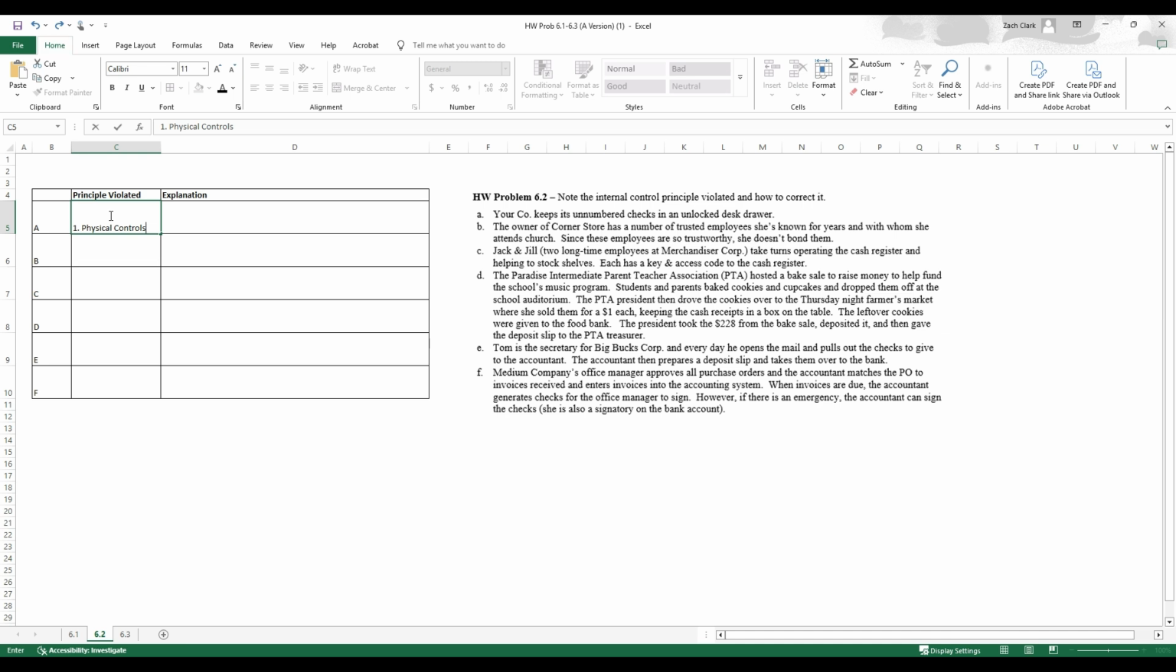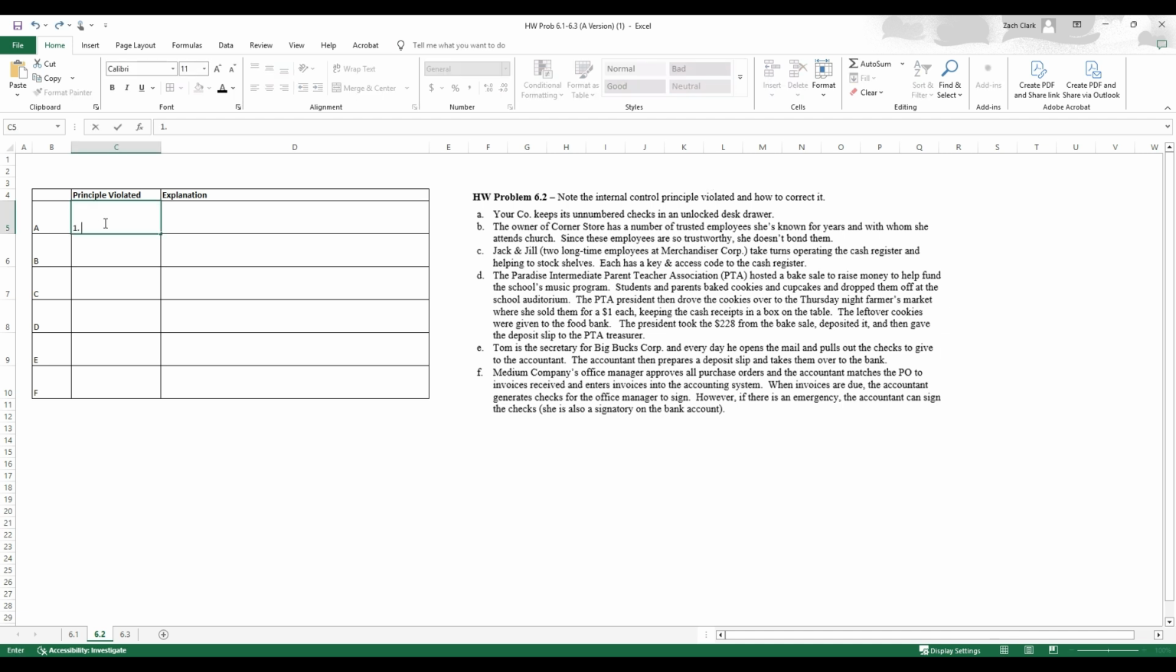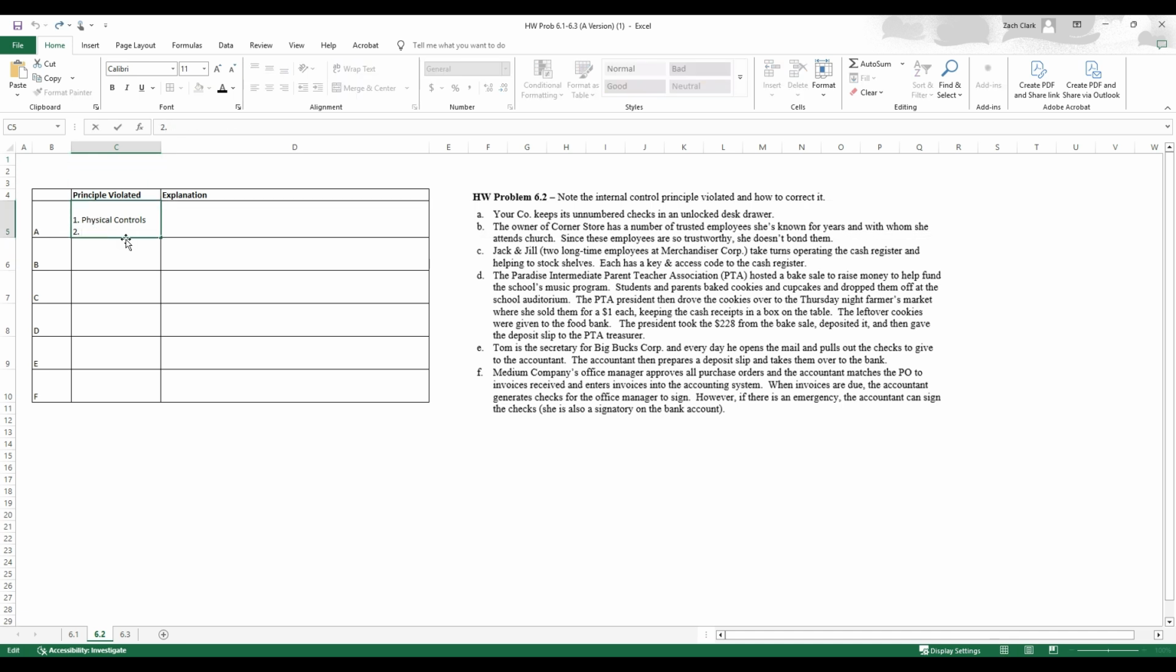In order to drop down like that, you see how the cursor goes down? Oh, I just screwed that up. All right, let me try that again. It's physical controls, but as I was saying, you have to hold Alt on your keyboard and then click Enter, and that moves your cursor down so that you can make a list inside of a cell. That's a handy little trick in Excel to know.